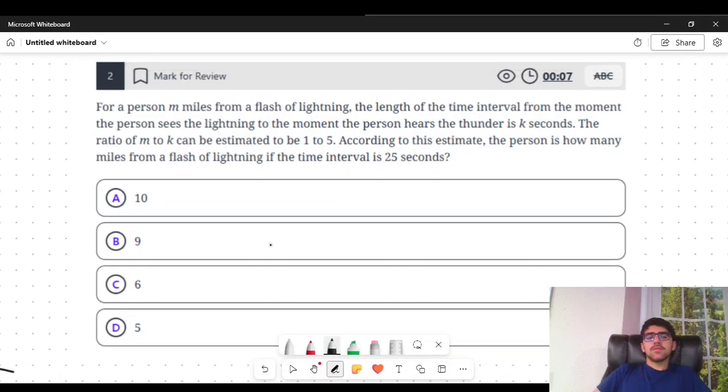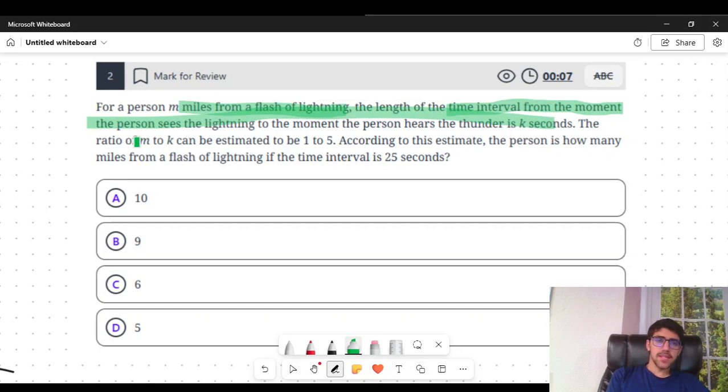So for a person m miles from a flash of lightning, this one tells us that m is miles from a flash of lightning. Let me highlight that actually. The length of the time interval from the moment the person sees lightning to the moment the person hears the thunder is k seconds. So the time it takes from the lightning to hearing the thunder is equal to k.